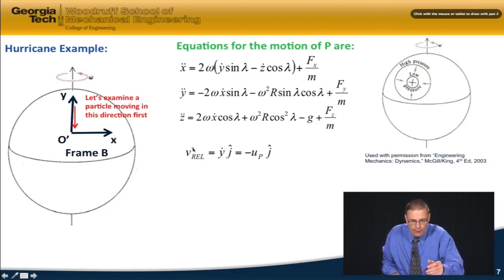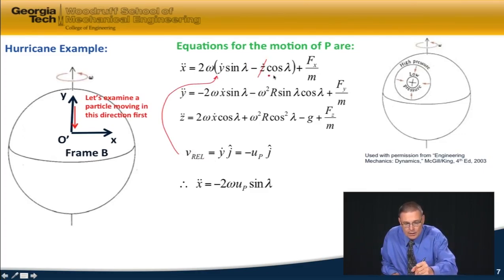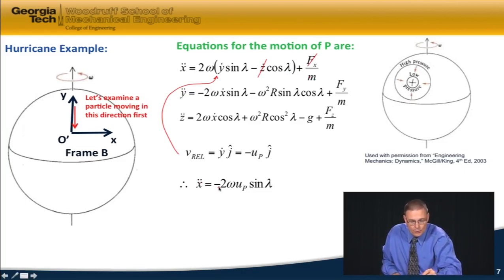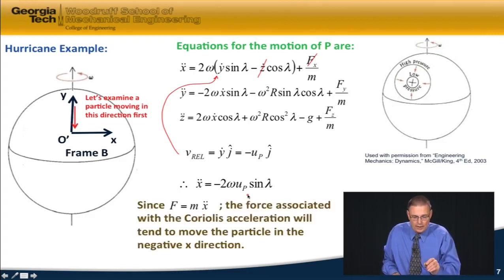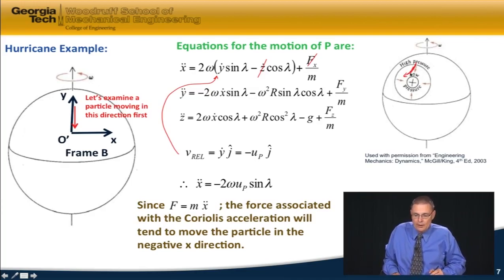If I put that up in here, I know z dot was being ignored. I said external force was not there, and so I end up with x double dot equals minus 2 omega u sub p sine of lambda. If I look at that particle with Newton's second law, F equals m x double dot, the force associated with that Coriolis acceleration is going to tend to move that particle in the negative x direction. That means a particle coming down here from the top is going to turn toward the left, or the negative x direction.